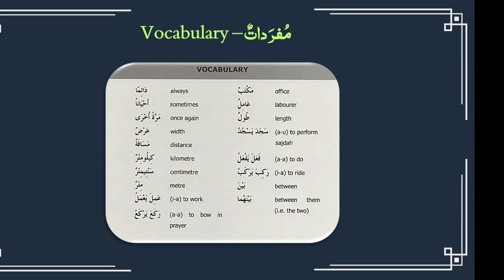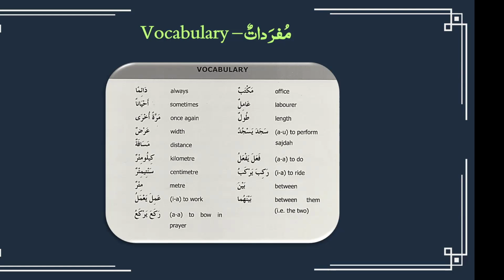Maktabun is office. Amilun is laborer, the day laborer. Thulun is length. Sajada yasjudu is to perform the sajda. Fa'ala yaf'alu is to do. Rakiba yarkabu is to ride. Baina is between. Bainahuma, between them, meaning between the two of them.